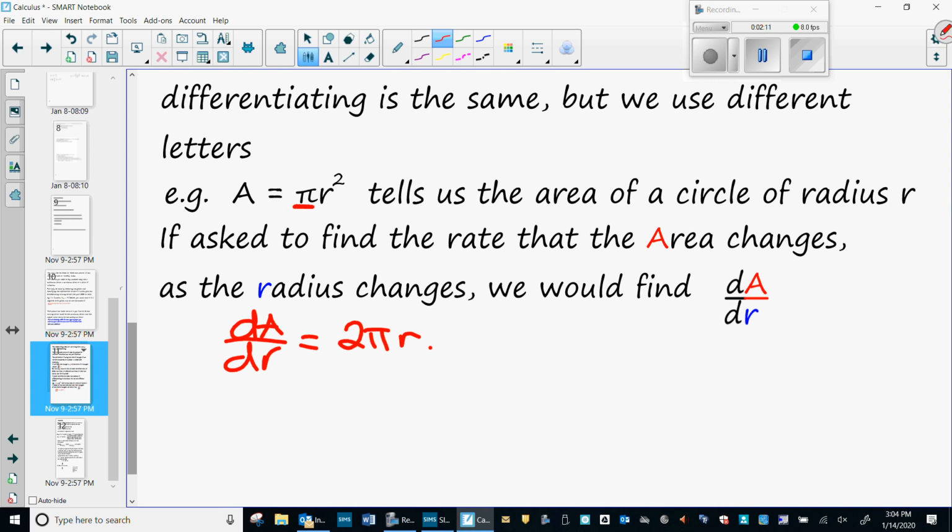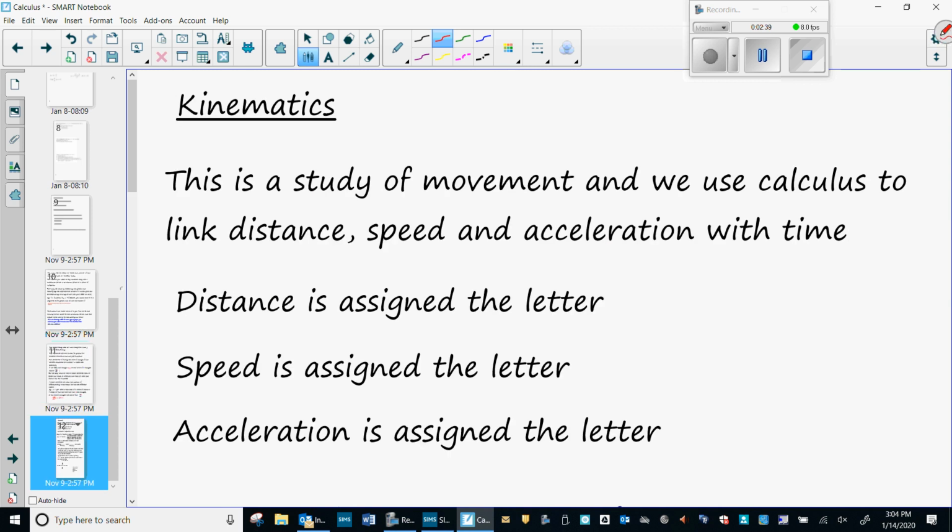But the important thing here is that you recognize that the process of differentiation does not change whether the letters are y's and x's or anything. Are you all happy with that? So if you ever see the phrase rate of change, you're going to be differentiating. Now, there's only usually two types that you see: either the gradients that we've been looking at, or this next topic.